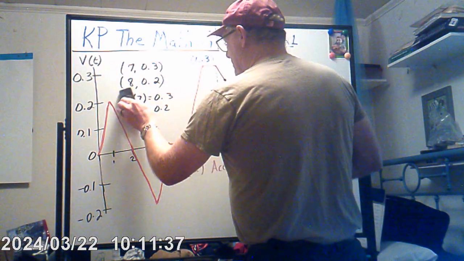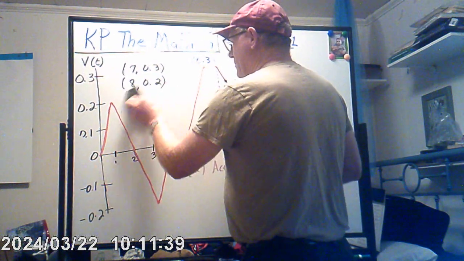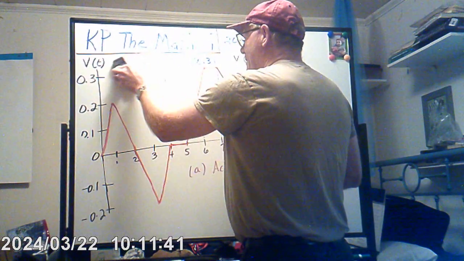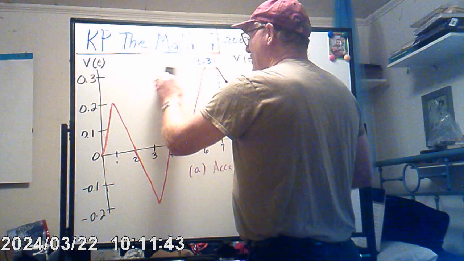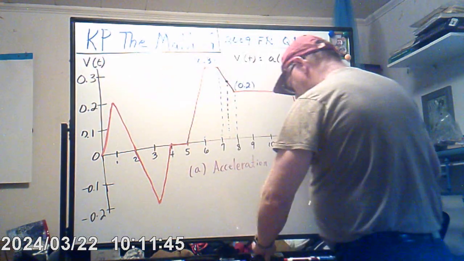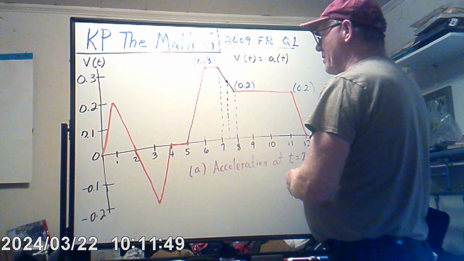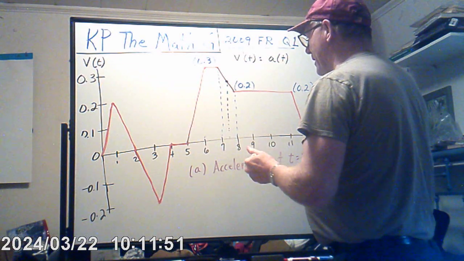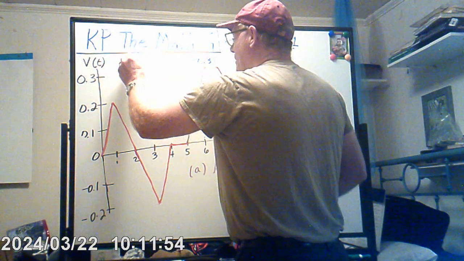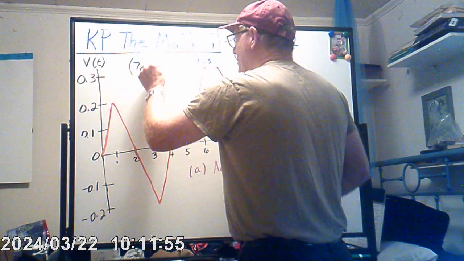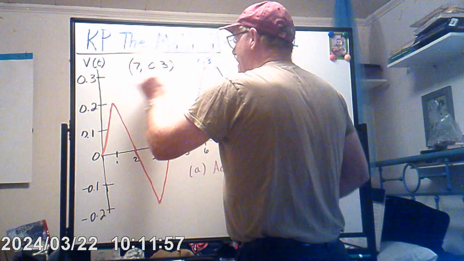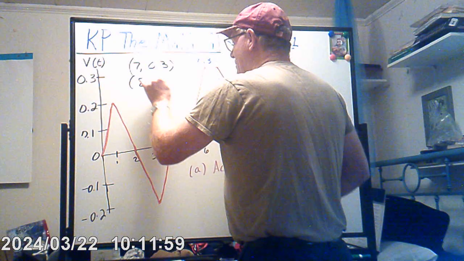I don't have much room to write, so I'm going to erase. I've got to keep this on this side if I can. So we're going to try to put our answer right down here. Let's find that slope. I just wrote it down, didn't I? Oh my, I'm sorry. 7 comma 0.3, 8 comma 0.2.